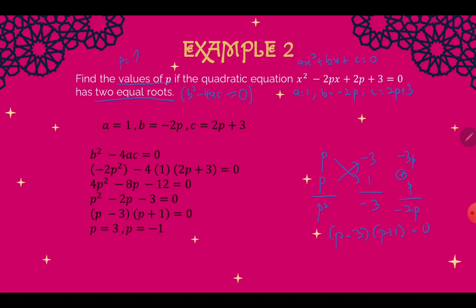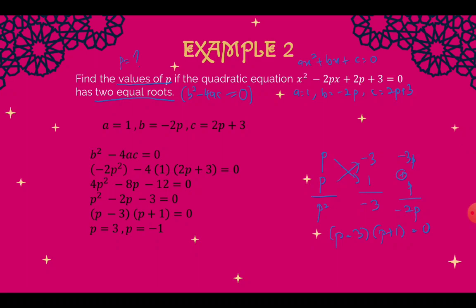So, what is our value of p? Our value of p is p equals 3 and p equals negative 1. Okay, so we have proven that this equation has two equal roots. It's just that, what is the value of p? In order for the equation to have two equal roots, the values of p are p equals 3 and p equals negative 1. Okay, I hope you can follow.